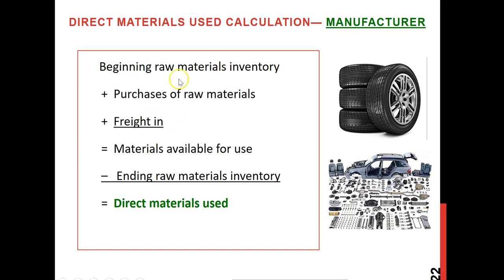What you have already plus what you purchased, these are available for your use. And then at the end of the year, you will see that not necessarily you used up all of your raw materials. You may have some leftover again at the end of the year, which we call ending raw material inventory. So if you subtract this ending raw material inventory from material available for use, then we'll call it direct material use. So this is the first chart we need to do, and this is especially for your raw materials or direct materials. So this chart we call it direct material use calculation.